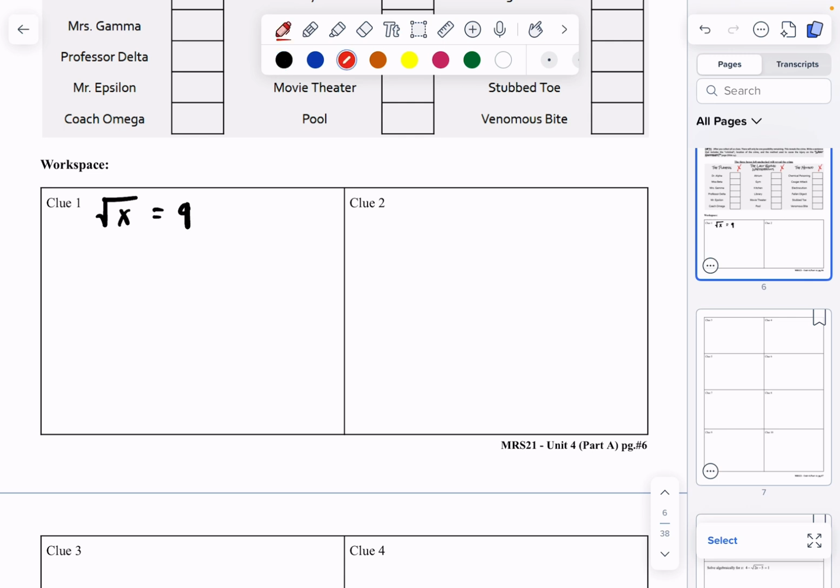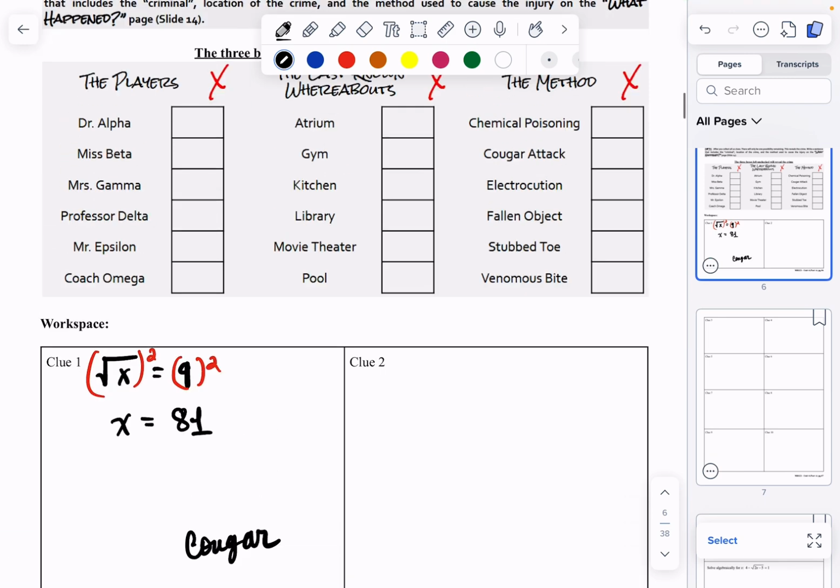To get rid of the radical, we square on both sides and we end up having x is equal to 81. And for that one, for 81, the clue was a cougar attack. So I'm going to go ahead and cancel that out from one of the methods.